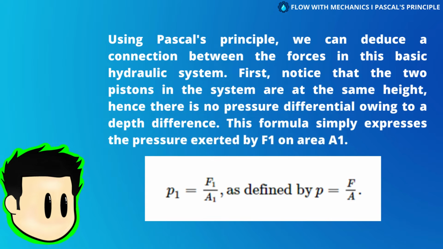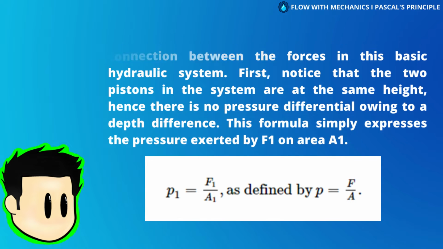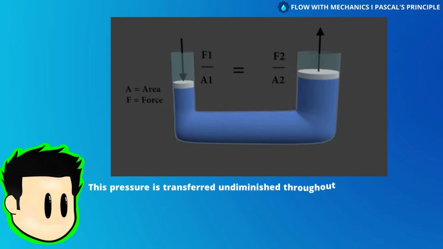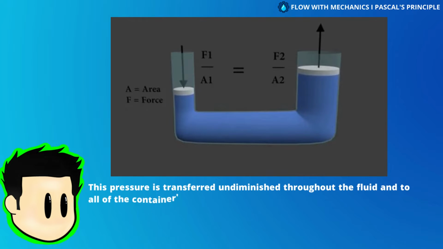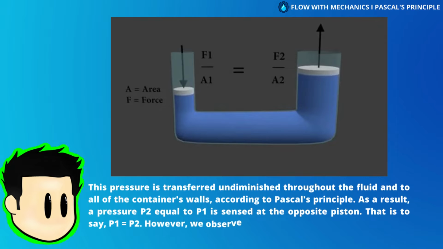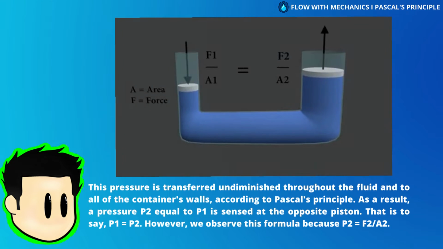This formula simply expresses the pressure exerted by F1 on area A1. This pressure is transferred undiminished throughout the fluid and to all of the container's walls, according to Pascal's principle. As a result, a pressure P2 equal to P1 is sensed at the opposite piston. That is to say, P1 equals P2. However, we observe this formula because P2 equals F2/A2.